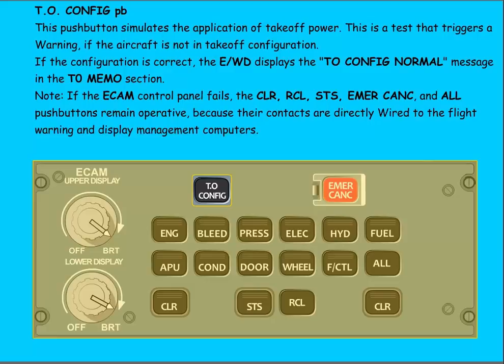Note, if the ECAM control panel fails, the CLR, RCL, STS, EMER CANC, and ALL push buttons remain operative, because their contacts are directly wired to the flight warning and display management computers.